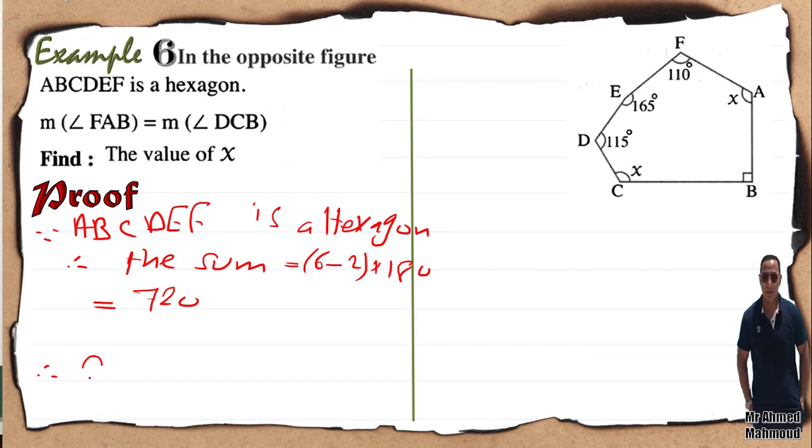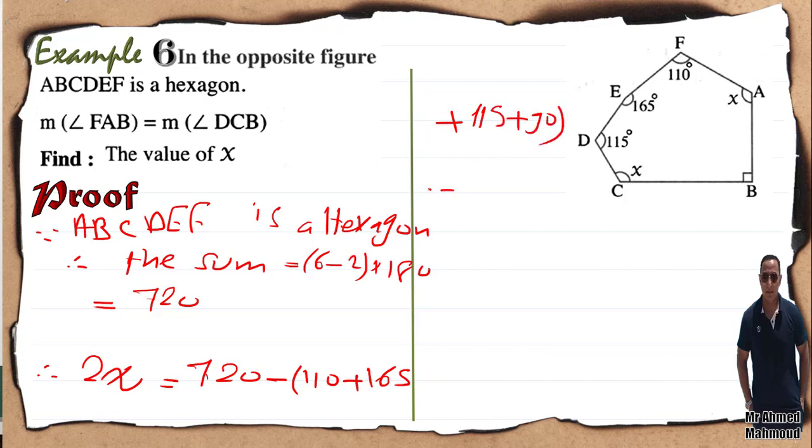Therefore 2X equals 720 minus (110 plus 165 plus 115), therefore 2X equals 240, divided by 2, therefore X equals 120 degrees.